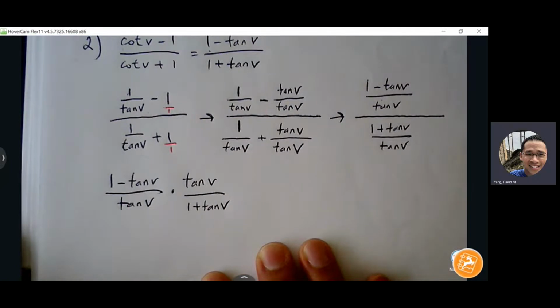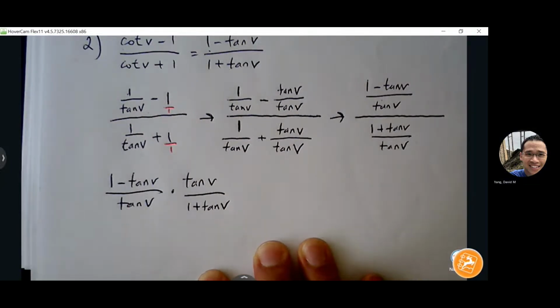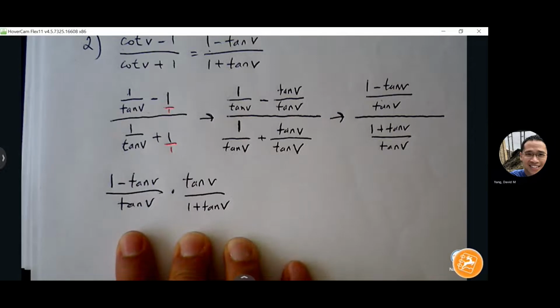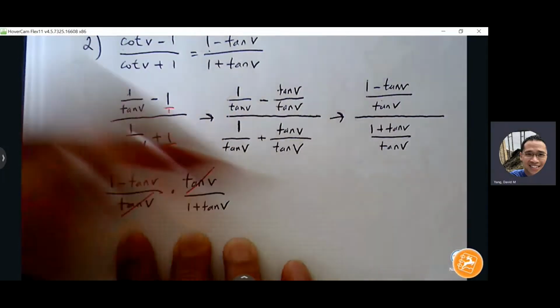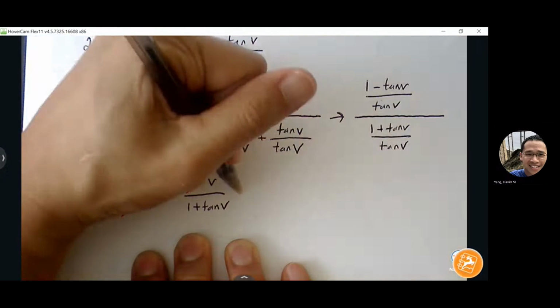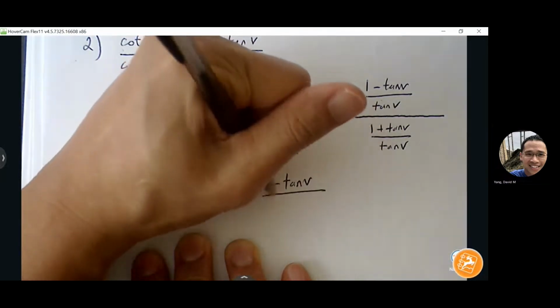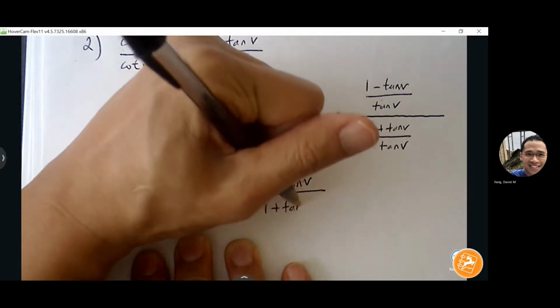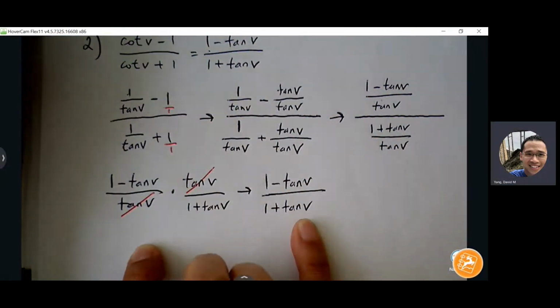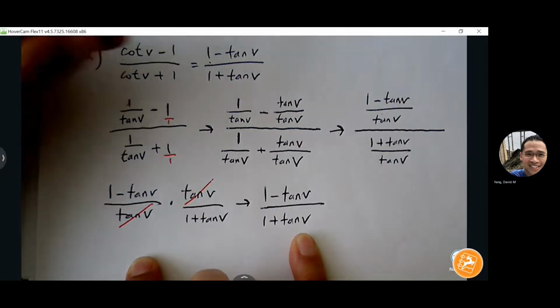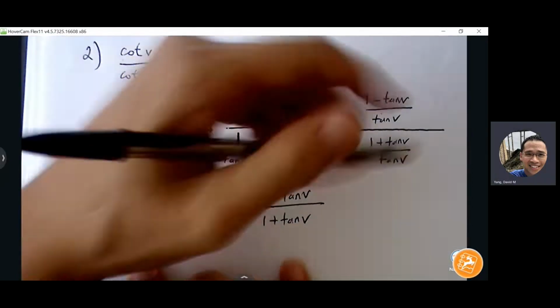All right, what do you see here? Tangent v, tangent v. Okay, did we get there to the end? Does it match? Yeah.